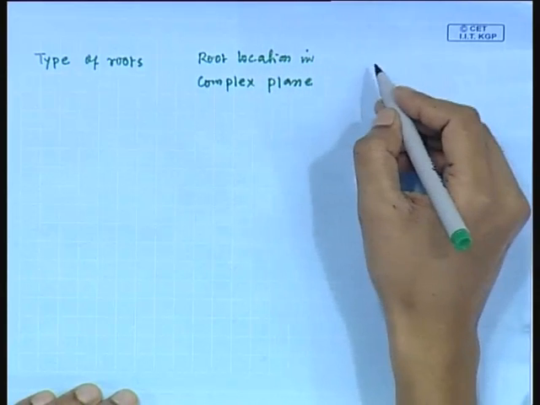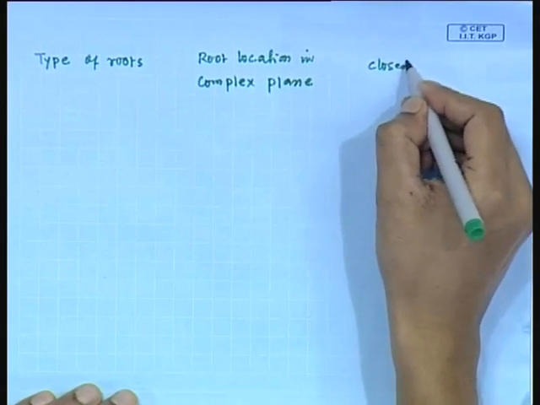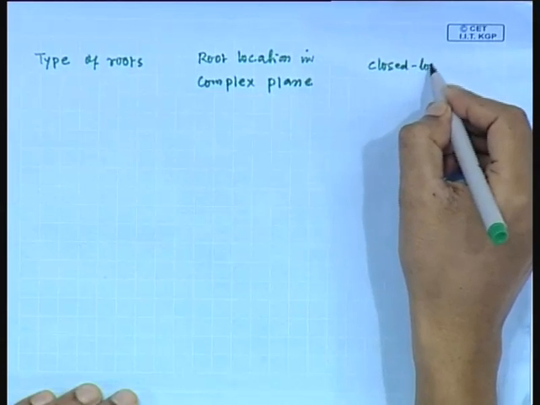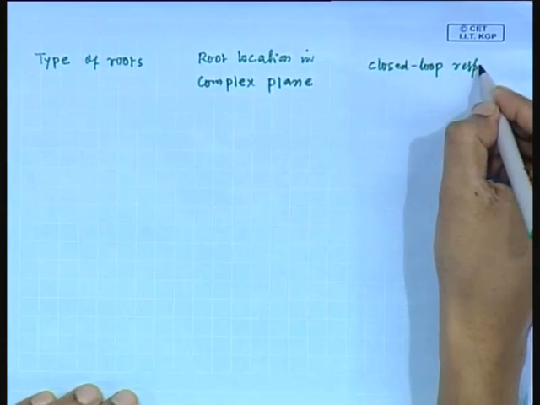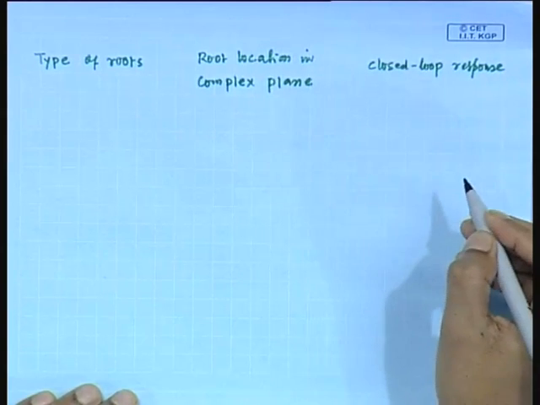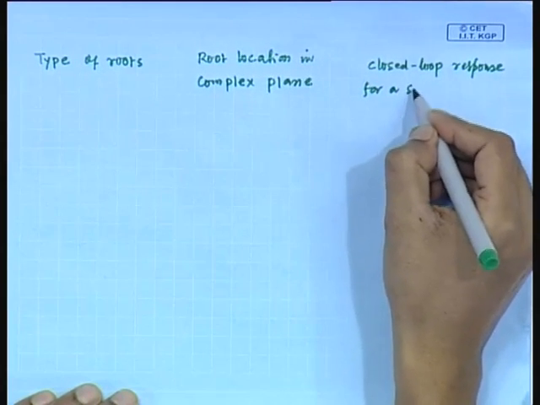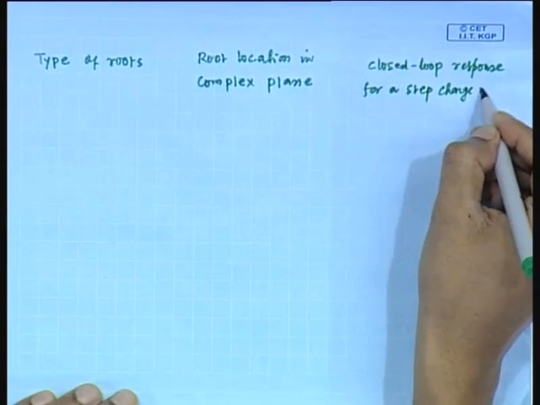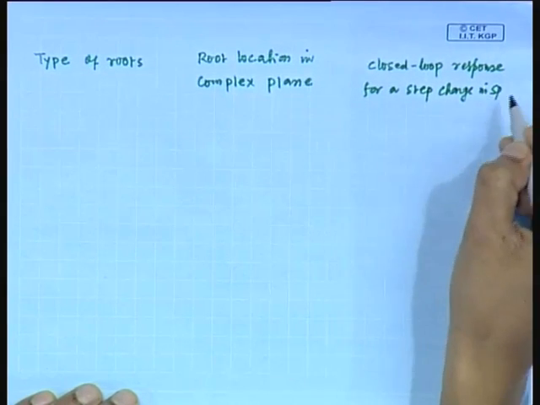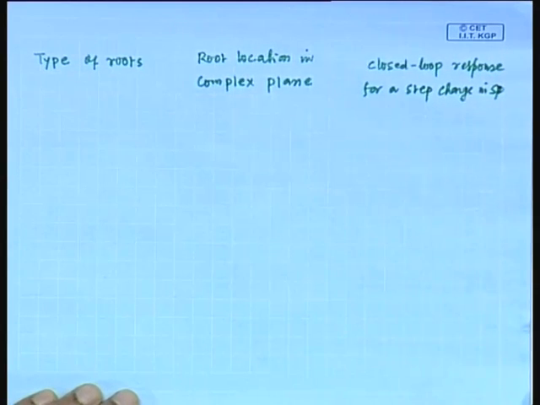And we will know the corresponding closed loop response for a step change in set point SP. SP means set point.